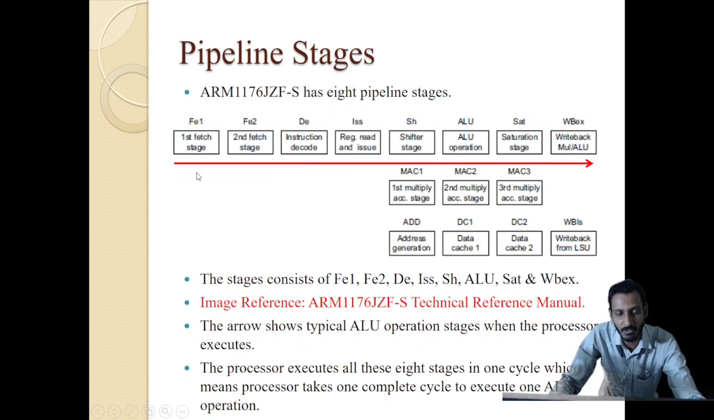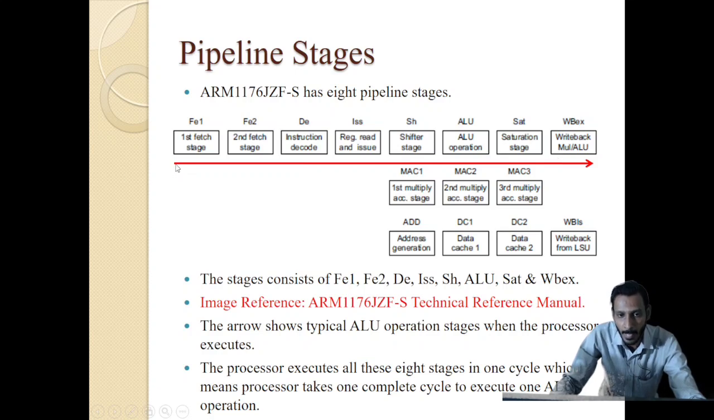First one is FE1, which is the first fetching stage. Second is FE2, the second fetching stage. Third stage is the instruction decode, called the DE stage. Fourth is the register read and instruction issue stage, called the ISS stage. Next is the shifter stage, called SH. Next is the ALU operation stage, which performs different types of ALU operations. Seventh is the saturation stage, and the last one is the write back stage, which is the write back from the MUL or ALU stage.